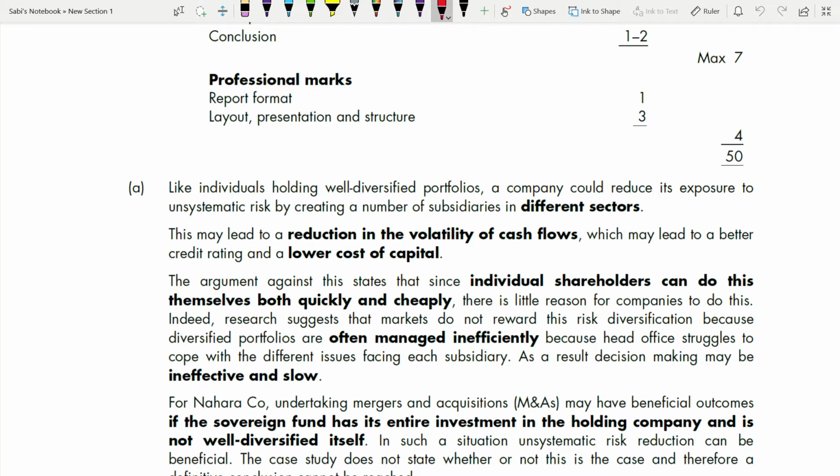Coming to the next, this may lead to a reduction in the volatility of the cash flows. What happens because of that diversification? Cash flow is more stable. That volatility of cash flow reduces, which may lead to a better credit rating and a lower cost of capital. When something reduces, what is the impact you have to tell? Volatility reduces means cash flow becomes more stable. When cash flow becomes more stable, your credit rating improves and cost of capital reduces. The argument against this states that since individual shareholders can do this themselves both quickly and cheaply, there is little reason for companies to do this.